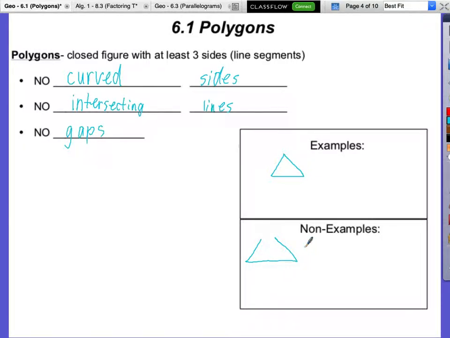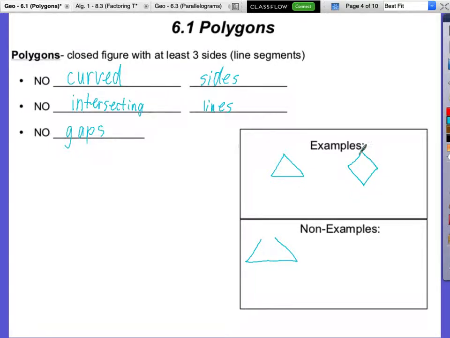Attention up here, please. Example. What's that? A soccer ball, kind of. What about a diamond? Is that a polygon? A diamond? So like this?